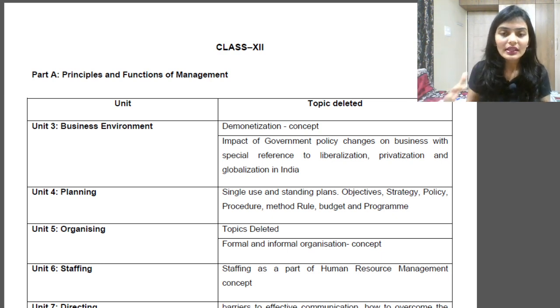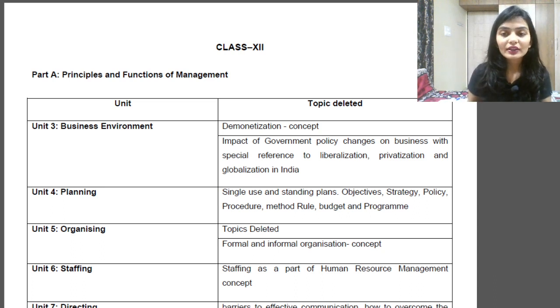And at the end of the lesson, there is a point called impact of government policy changes on business with special reference to the LPG, that is liberalization, privatization and globalization. So that segment, all those points, are also deleted. These are the only two changes you get in the business environment.